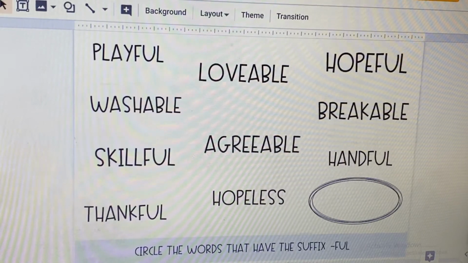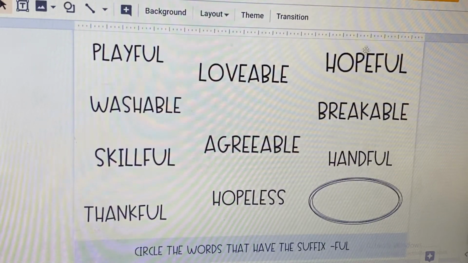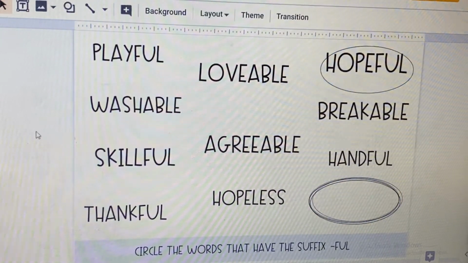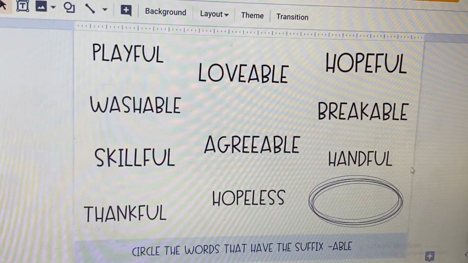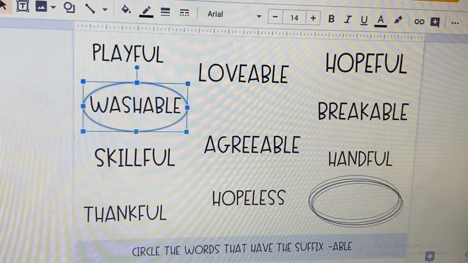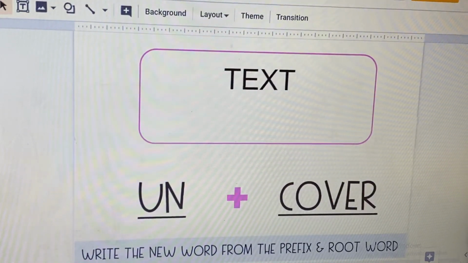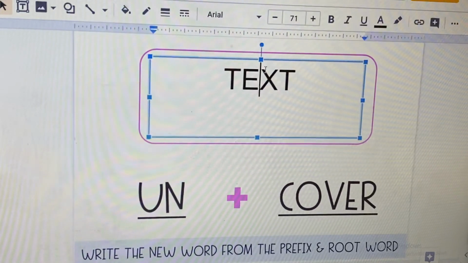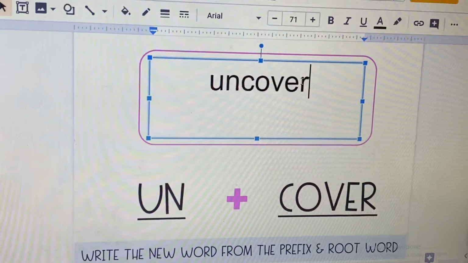Slide number, what are we on? 14. Circle the words that have the suffix full. This one is hopeful or full of hope. Slide number 15. Circle the words that have the suffix able. Washable. If something is washable, you can wash it. Okay, slide number 16. Now you're going to write the new word from the prefix and the root word. So just come to the box, add the prefix plus the root word to make the new word. The word is uncover.